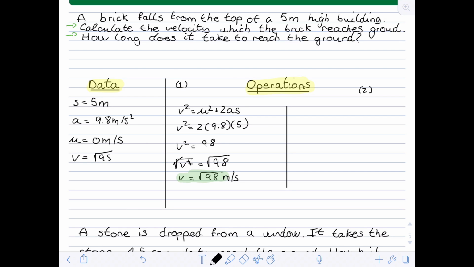I am going to leave it like this, but you can do whatever you want. So we have part of the first question done. Second part: how long does it take to reach the ground?